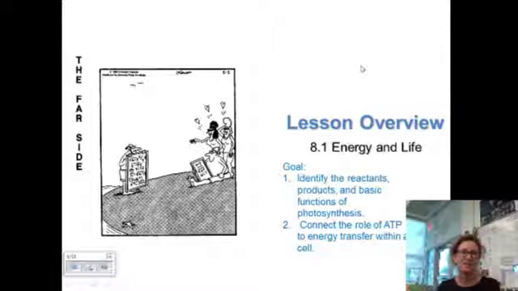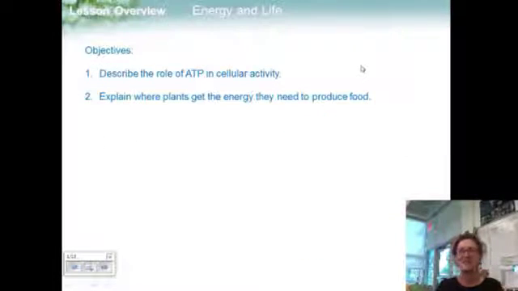Cute little Far Side there. The girls are attracted to the smart guys. Go FAU High.